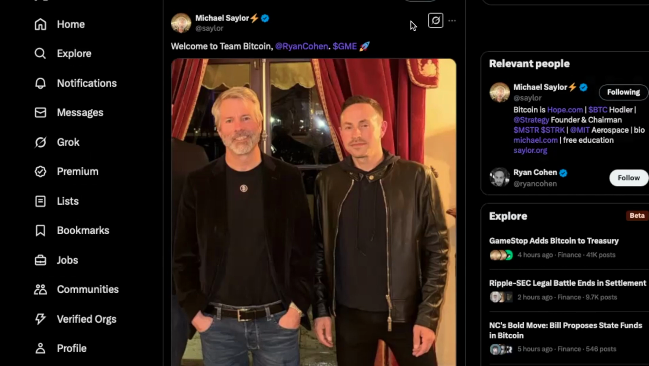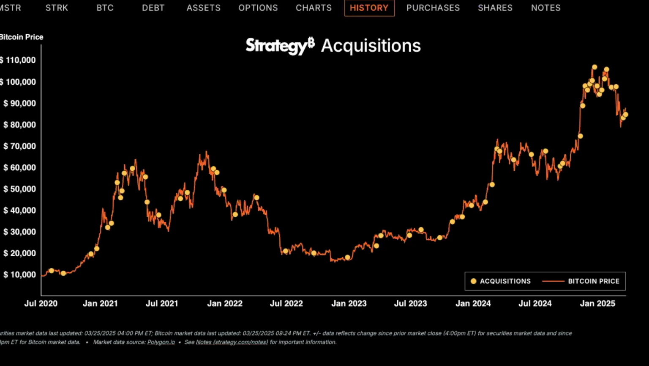So truly, there's just going to be more and more companies that are just going to start feeling that FOMO effect. And I think companies that adapt early will win. And time is the limiting factor here because the scarcity of Bitcoin is only going to be more and more significant over time. Let's take a look at Strategy's update here.